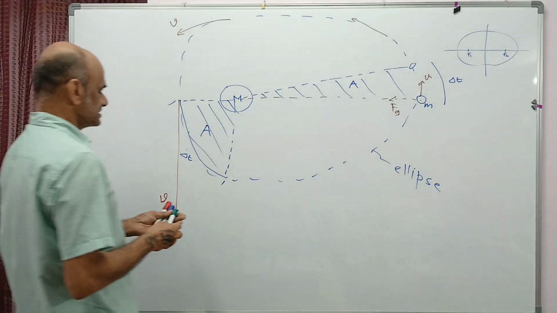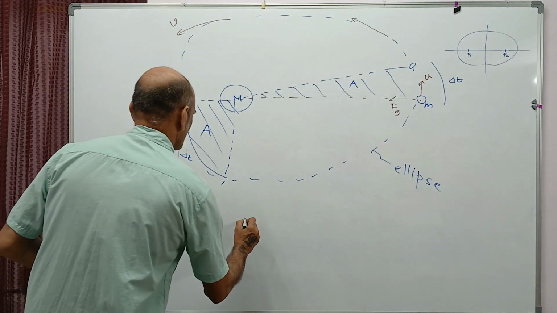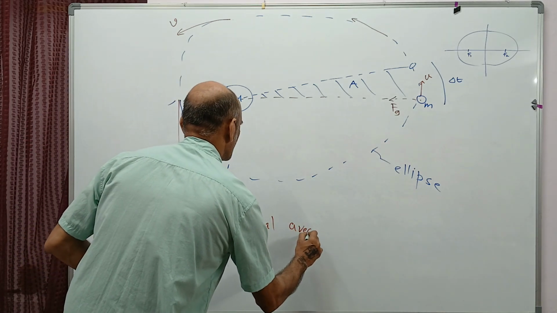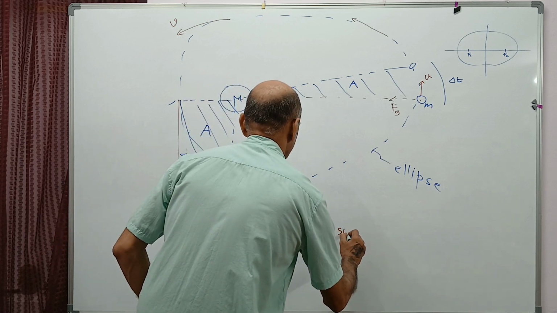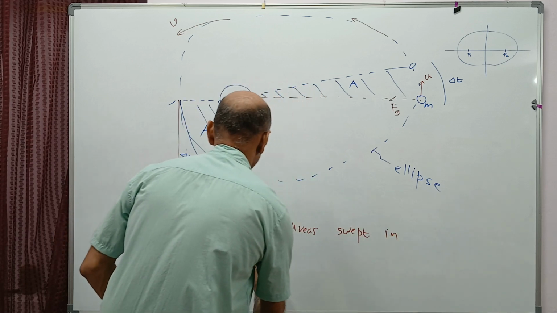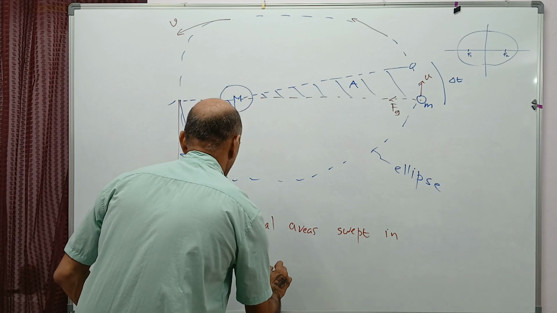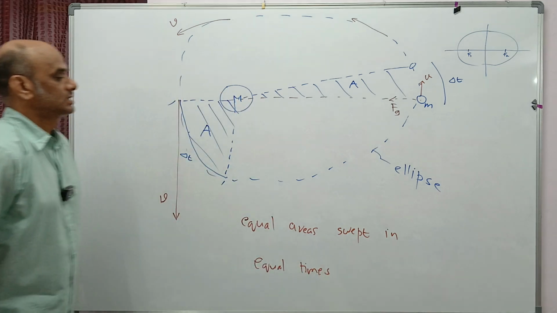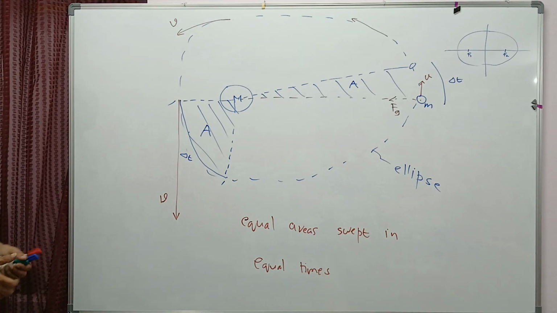So equal areas are swept by the planet in equal times. This is Kepler's second law.